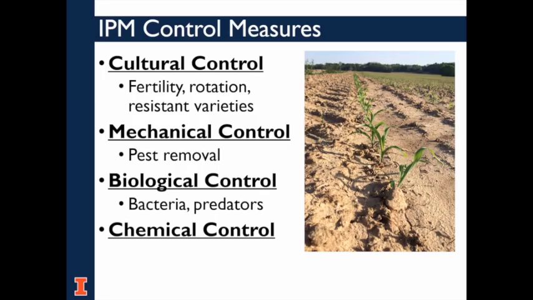Some common tactics used in cultural control include things like soil fertility, crop rotation, and choosing resistant varieties. Mechanical control options include physically removing a pest, like walking beans to remove resistant amaranthus species or waterhemp. Biological control are items like releasing predatory insects, and lastly, there's chemical controls.